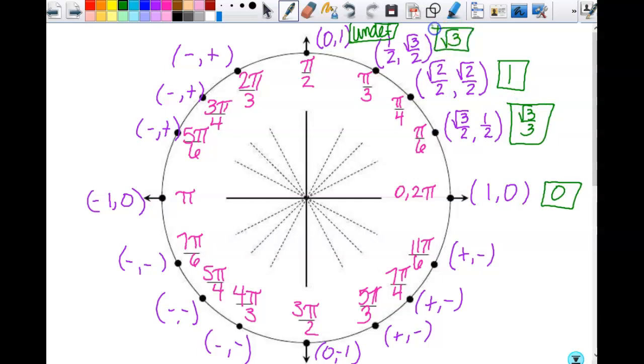So then just like the others, these all reflect. For tangent, is tangent positive or negative in the second quadrant? Negative, because you would put positive over negative, right? Is it positive or negative in the third quadrant? Positive. And positive or negative in the fourth quadrant? Negative. Okay. Everybody good with that?